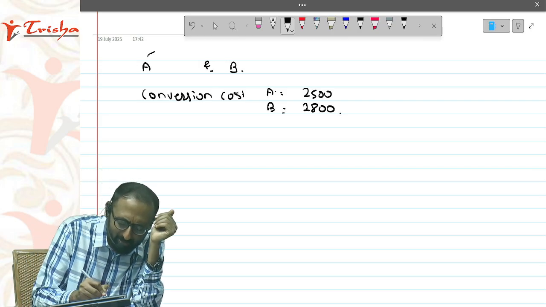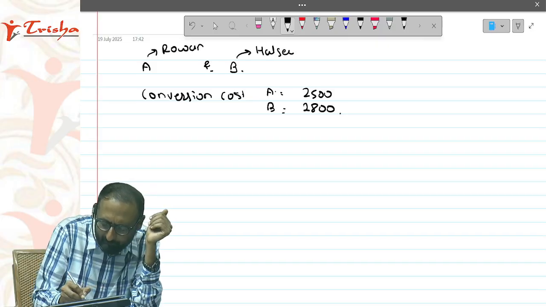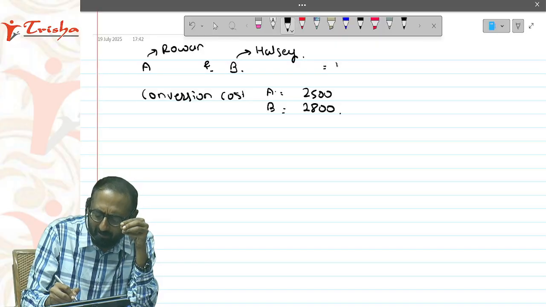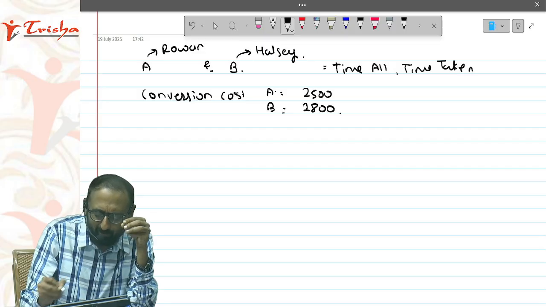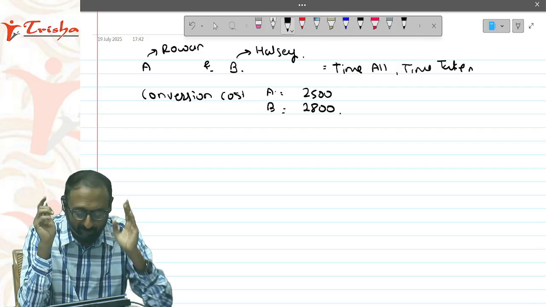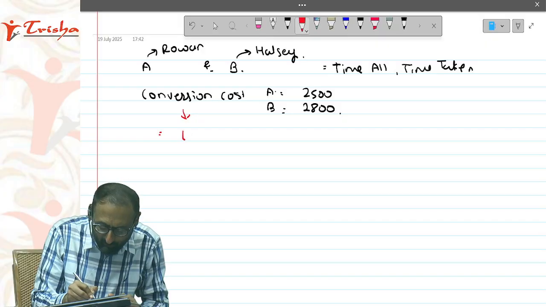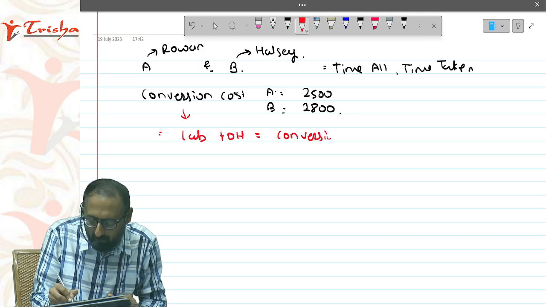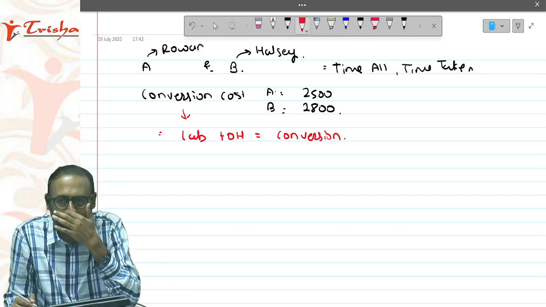And they will give A is paid according to Rowan and B will be paid according to Halsey. So A will be paid according to Rowan, B according to Halsey. They will give time allowed, they will give time taken, and you need to calculate the basic wage rate. So remember, boys and girls, here conversion cost is given. So conversion cost is equal to labor cost plus overhead cost. Remember, sir, what equation you'll have to prepare? Labor cost plus overhead cost is equal to conversion cost.